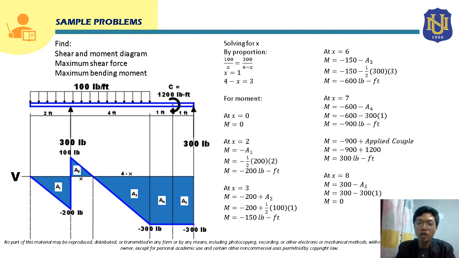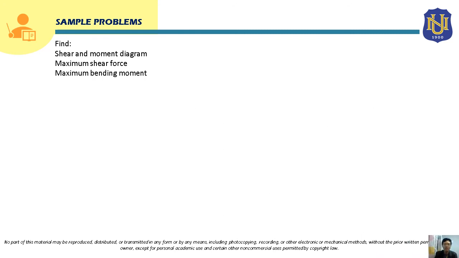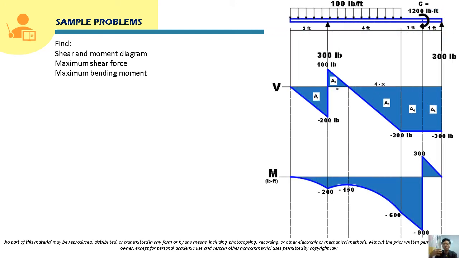Okay, so we are now going to plot these values in the moment diagram. Plotting the values of the moment that we computed from the previous slide. So class, at x equal to 0, the moment is 0. At x equal to 2, at this point, the moment here, class, is negative 200. So this is negative, so this will be plotted below the x-axis. So negative 200 is here.